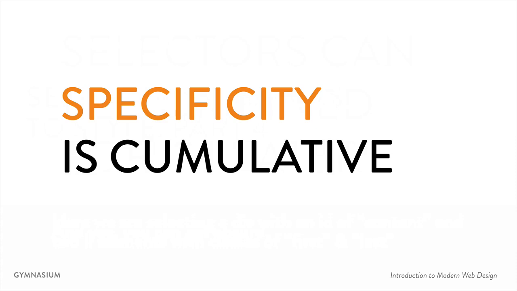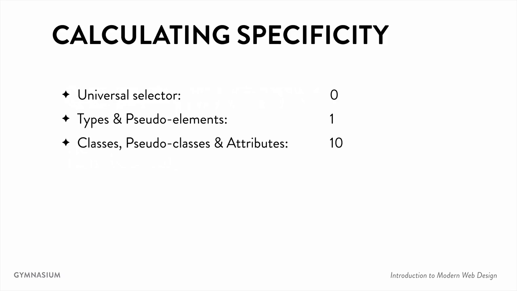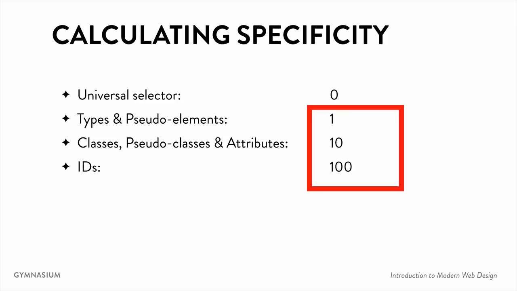So we can calculate specificity by saying the universal selector has a specificity of 0. Types and pseudo-elements have a specificity of 1. Classes, pseudo-classes, and attributes have a specificity of 10. And IDs have a specificity of 100. Now I'm throwing out these numbers because they make it relatively easy to calculate the specificity of one selector versus another. In reality, those are actually infinity.